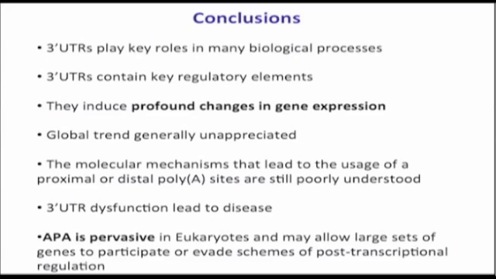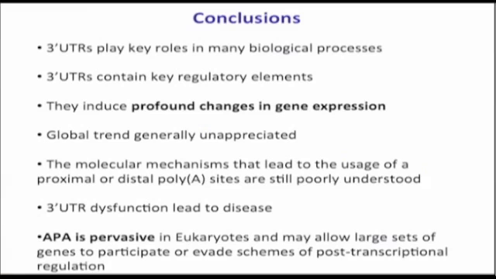So in conclusion, I hope you go back to the lab and start thinking about your preferred gene and think, maybe I haven't really thought about the 3' UTR. Maybe that's the reason why the protein is not expressed, or maybe I have different isoforms. There may be more regulation than what I think for the specific message. Okay? They really play key roles in many biological processes. They have elements that regulate the expression of the messenger RNA.